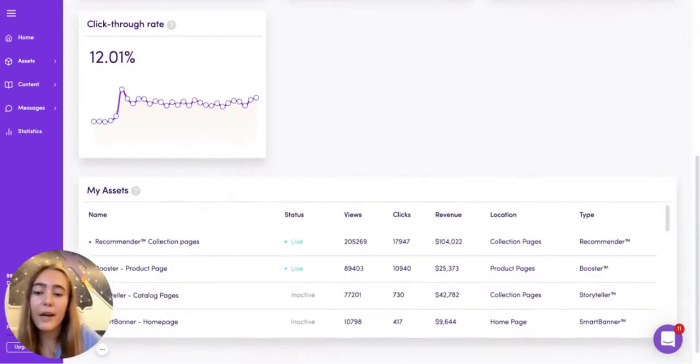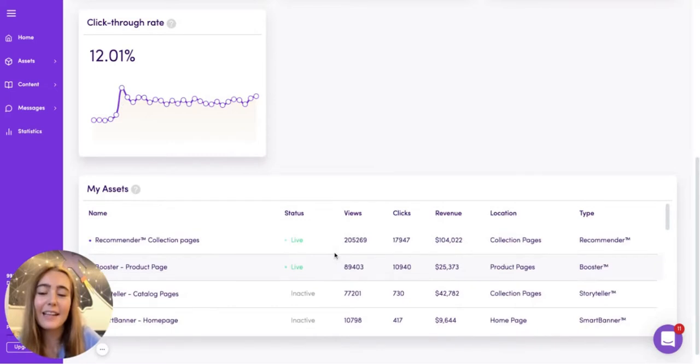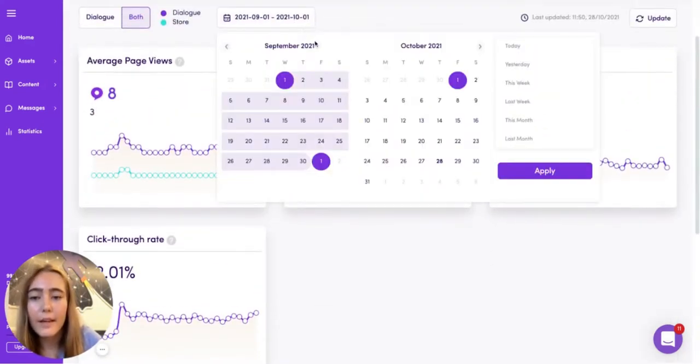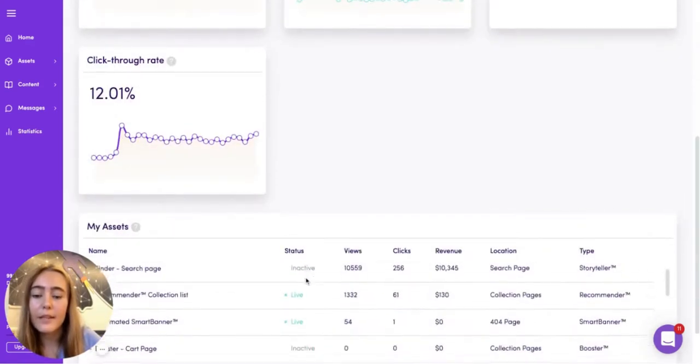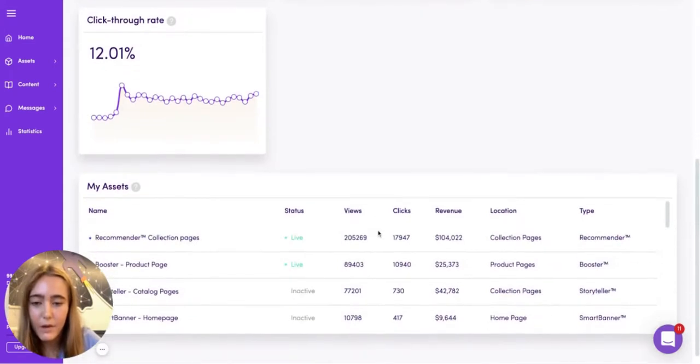And then here on the bottom, the most interesting thing is to see exactly all the statistics per asset. I mean, per asset you have live in the store, or maybe you had live and then you turned it off in the time frame that you're looking at. Here, for example, I'm looking at all of September. So I'll see for the whole of September all of the statistics: how many views, how many clicks, and how much revenue each asset generated to my store. This, of course, is really helpful to learn about the assets and to know which assets work better and how we could improve them later.